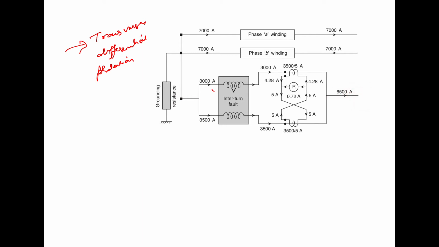Therefore, a longitudinal differential relay would be incapable of detecting the fault, because whatever the current is entering in this phase is 6500 ampere, and here also it is 6500. If we are using the differential protection here in these two parts, then you will see that no spill current is there, and as a result the longitudinal differential protection will not work in that very case.